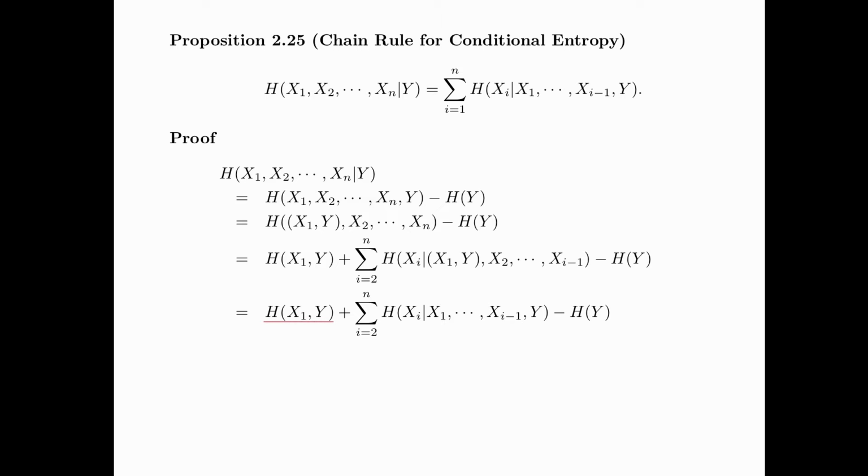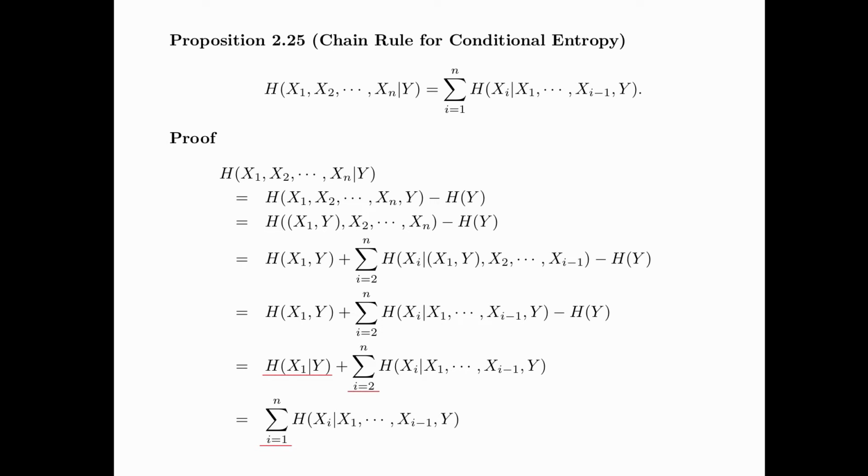Now the entropy of X1, Y minus the entropy of Y is equal to the entropy of X1 given Y. So we see that the entropy of X1 given Y is actually the first term in the summation. By combining these two terms, we can finally write summation i from 1 up to n, entropy of Xi conditioning on X1, X2 up to Xi minus 1, and Y.